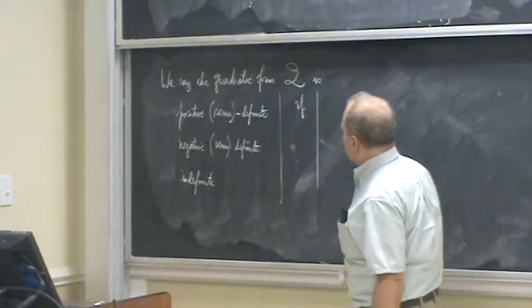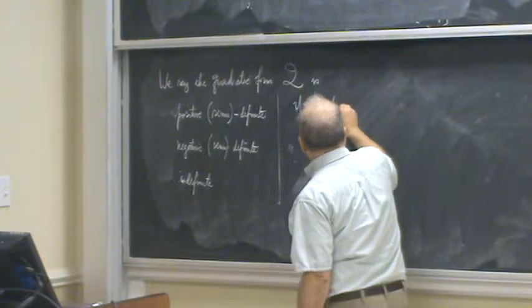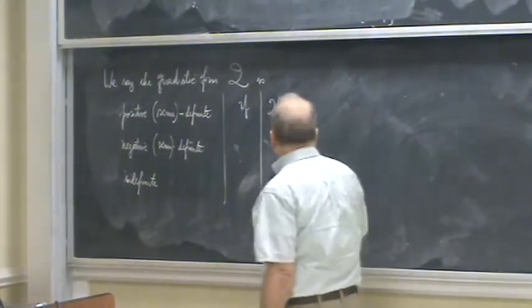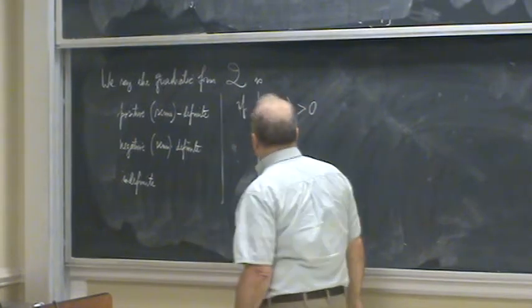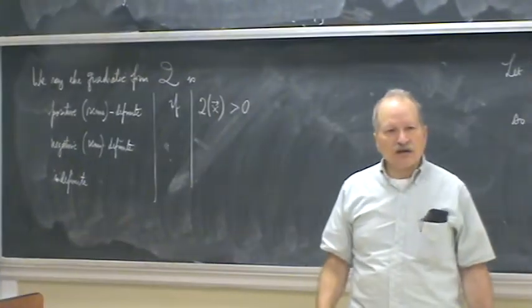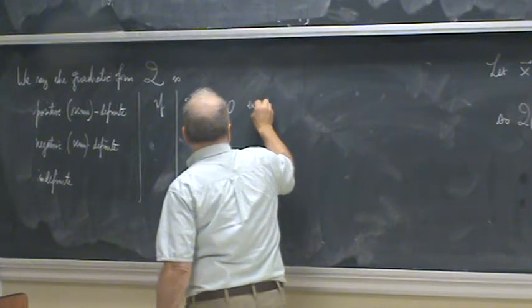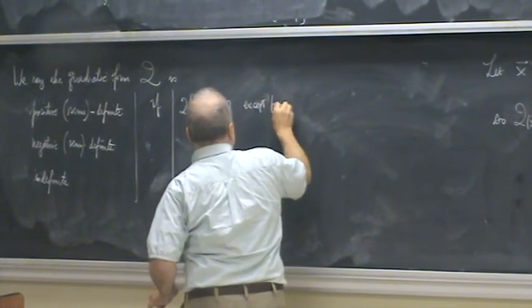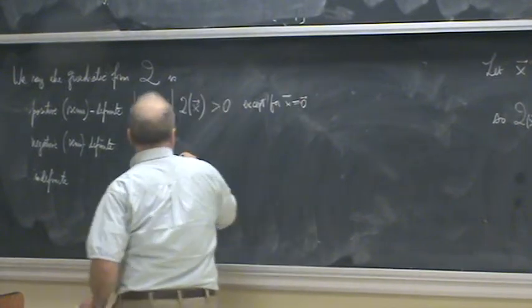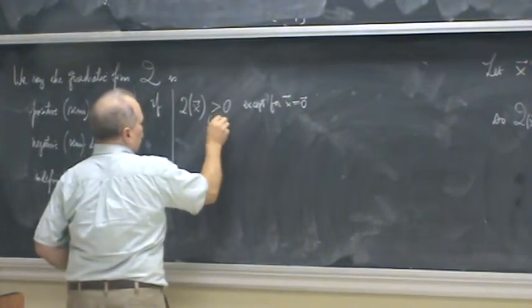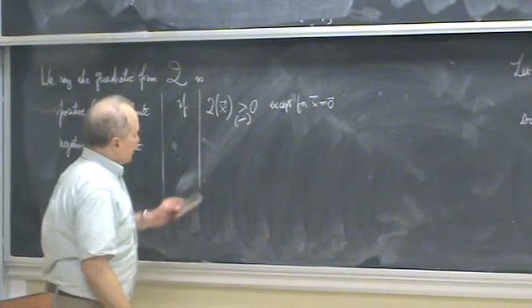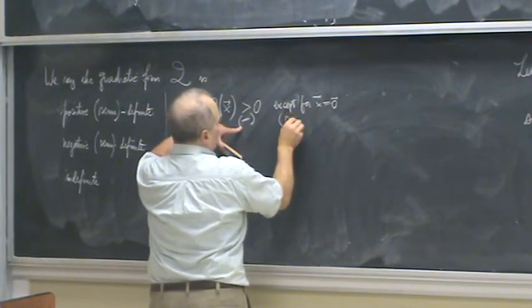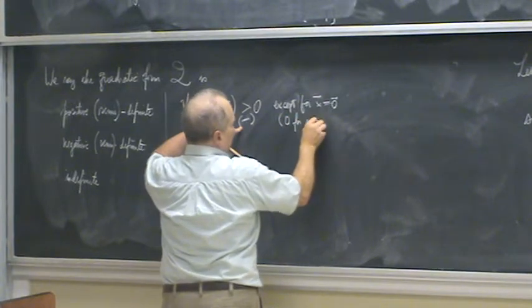Positive definite means that Q of X is always positive, except for 0, of course. And the semi allows you to put or equal to 0. And the semi-definite would mean that it is 0 for some non-zero vector.